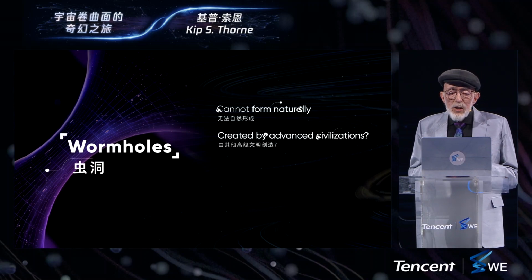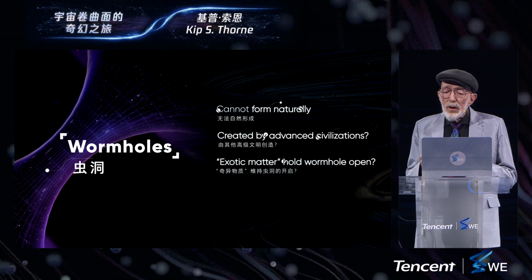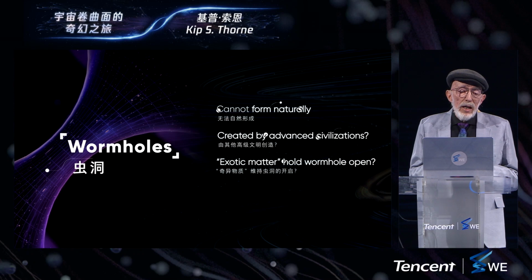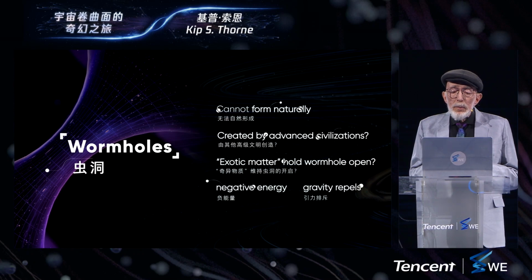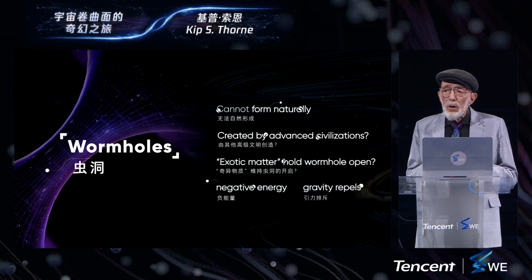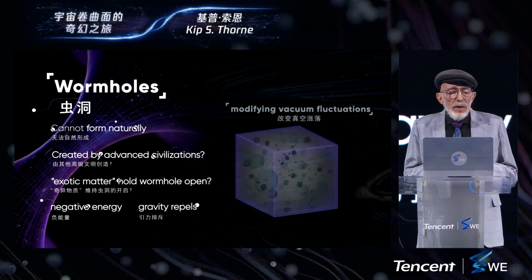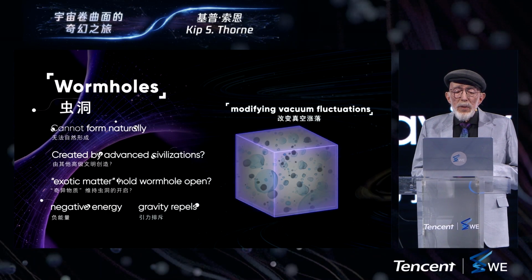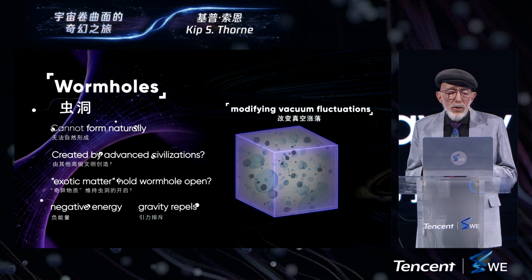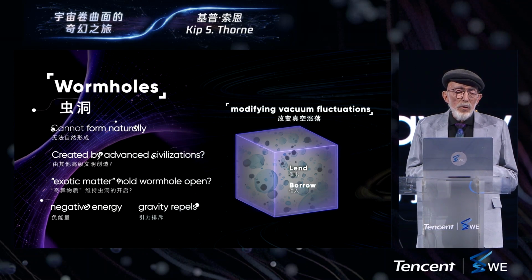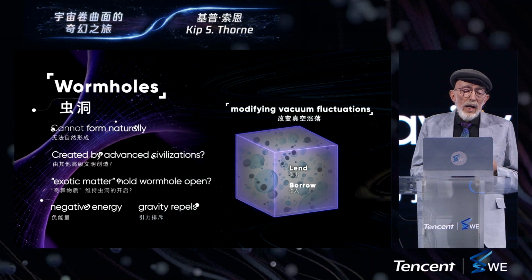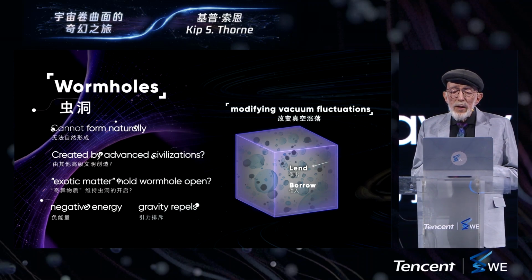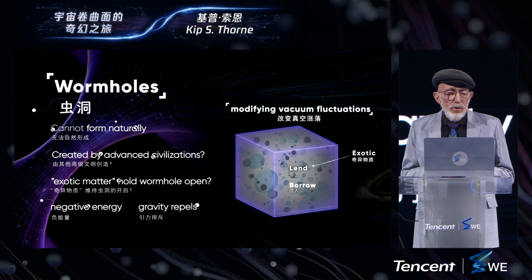Such civilizations might hold wormholes open by placing exotic matter in their throats. By exotic matter, I mean matter with negative energy, whose gravity repels and thereby holds the wormhole open. This exotic matter might be made by modifying vacuum fluctuations. For example, if one region of the vacuum borrows fluctuations from another, the lending region will have negative energy and thus become exotic and repel gravitationally.